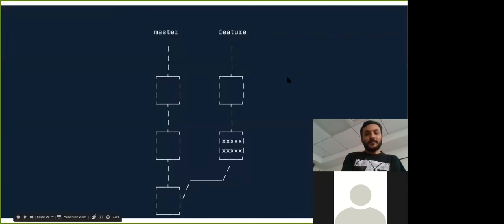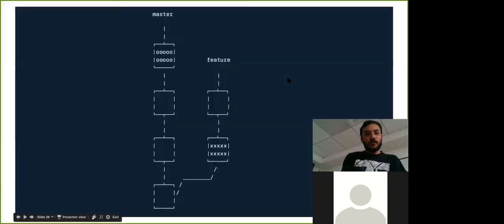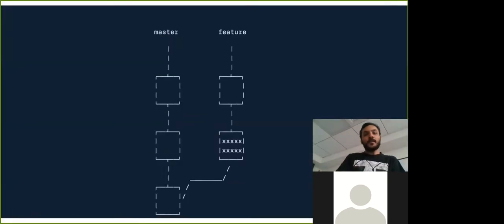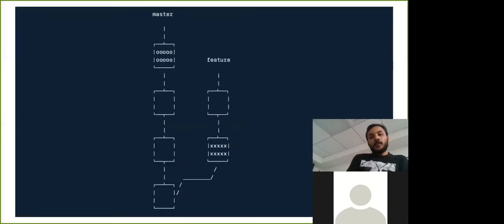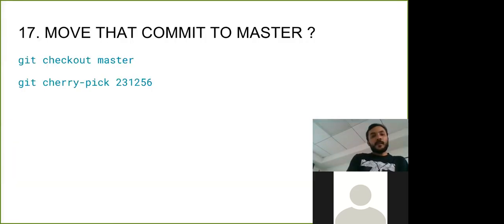Now, this is the example I was talking about on cherry pick. Let's say here, the master branch is this, and the feature branch you can see on the side, and the changes made on it. Now you want to move that commit to master directly. At that time, cherry pick can help you move that commit to master. You do git checkout master, and then git cherry-pick with this hash, which is the commit number.